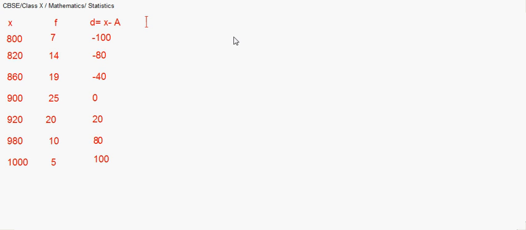Here we add one more column than the previous shortcut method. Here we are doing the step deviation. So we are finding one value which is called u. U is given by x minus 900, that's the assumed mean, x minus a by h. H is given as 20. H is called the height of it, the gap between these two.